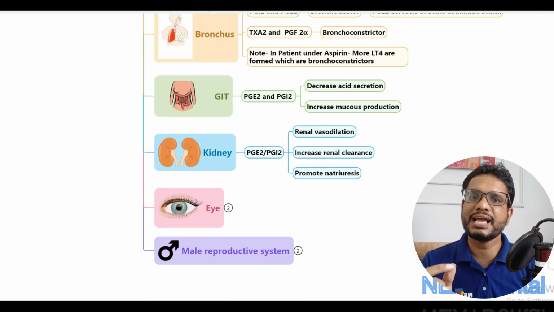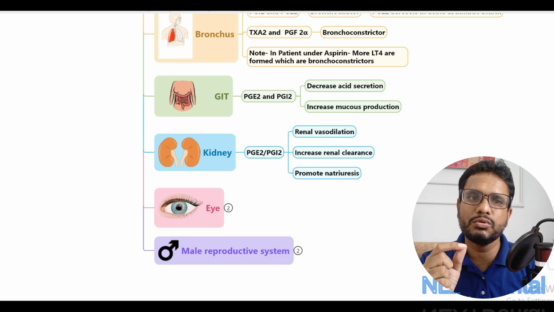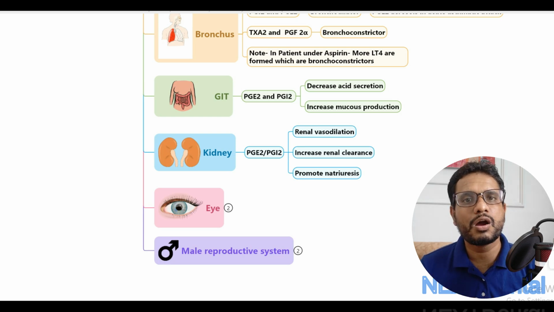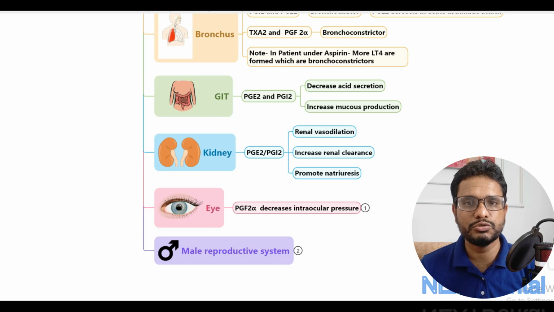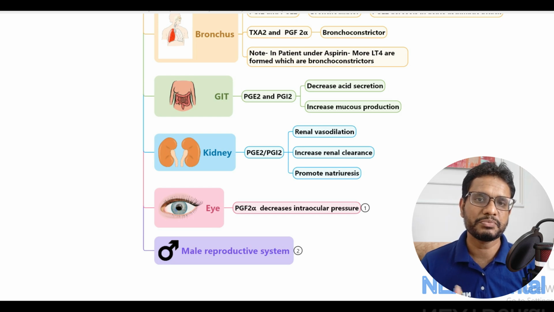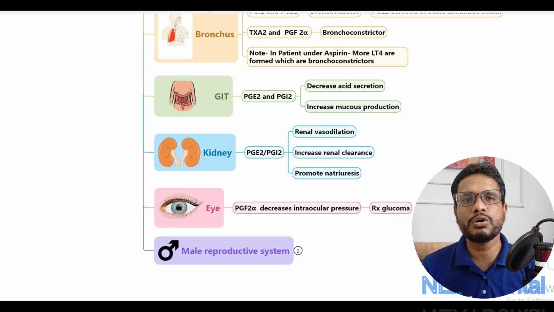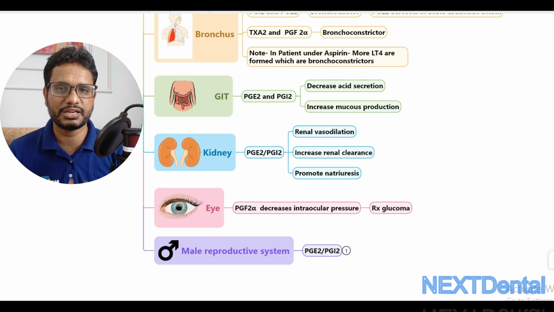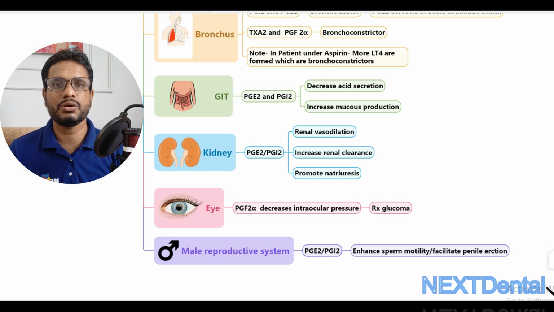Then we come to the eye. Now PGF2 alpha decreases the intraocular pressure. So where can you find the use of this? You can of course find it in glaucoma. Then comes the male reproductive system, where PGE2 and PGI2 can play an important role in motility of the sperm, as well as they can help in penile erection, and that's why they can be given in erectile dysfunction disorders.